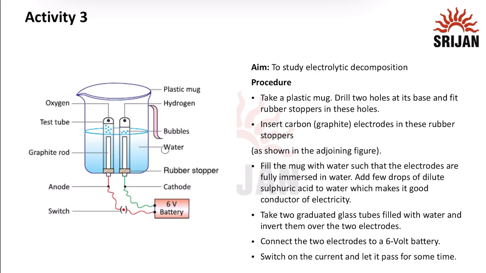Procedure. What we will do? We will take a plastic mug, for example, a big plastic mug, and we will use two electrodes. What are electrodes? Simply, electrodes are some metals connected to a battery. As you can see here, this one and this one. These two are electrodes, okay?